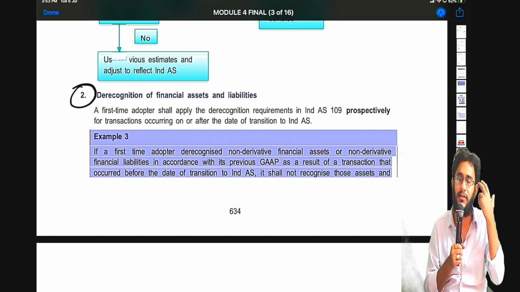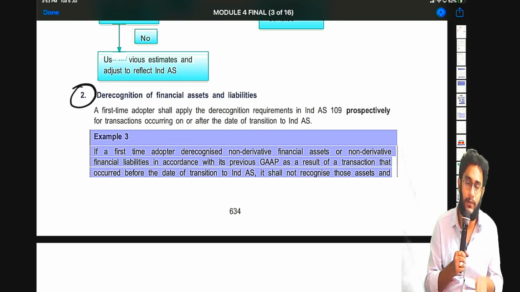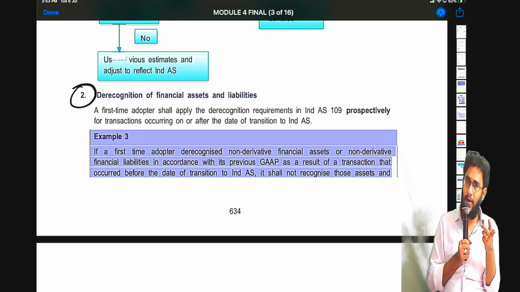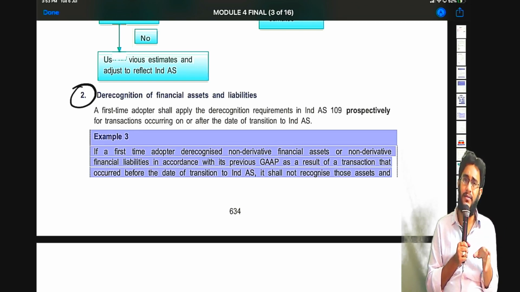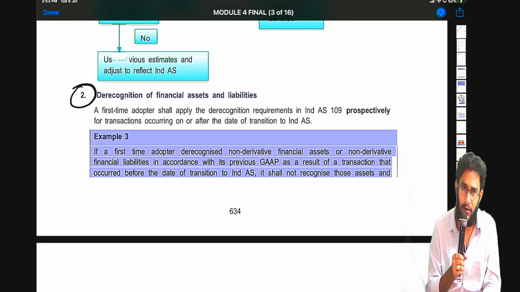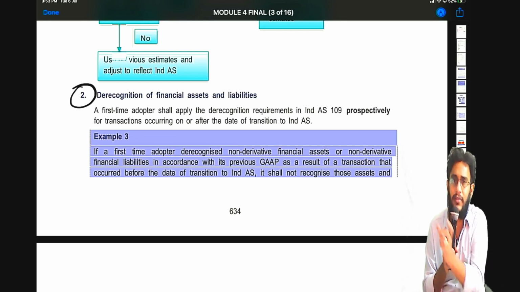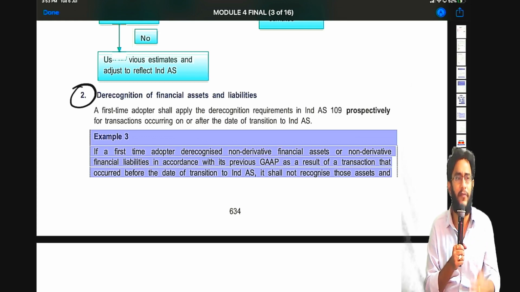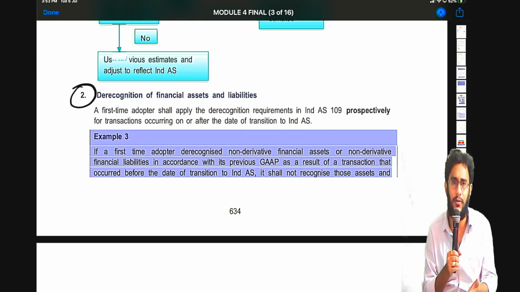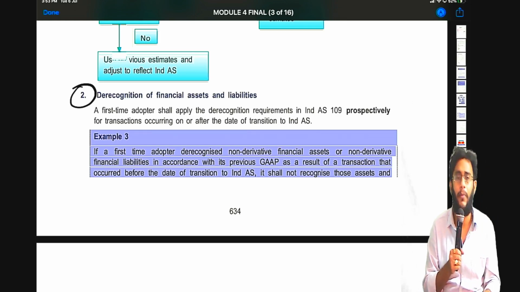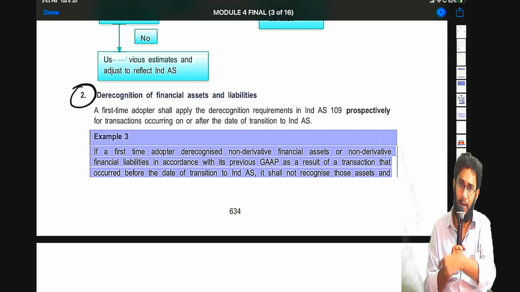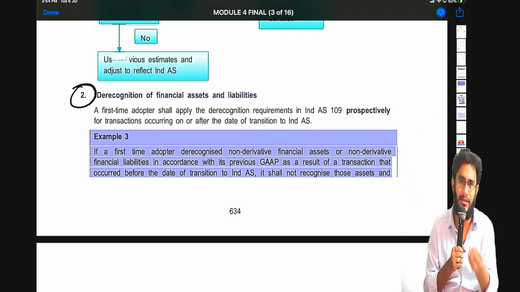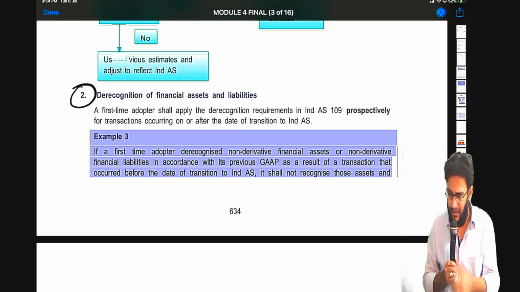Correct? No, that's the first thought we get. The standard says don't do that. If there is any financial asset or financial liability you have derecognized under the accounting standard, but under Ind AS such derecognition should not have been made, should I recreate it right now? The standard says do not do that. Ignore it. Hereafter you will anyway apply the new standard, Ind AS 109, but whatever wrong derecognitions you have made in the past under old GAAP, do not recreate or reverse them.